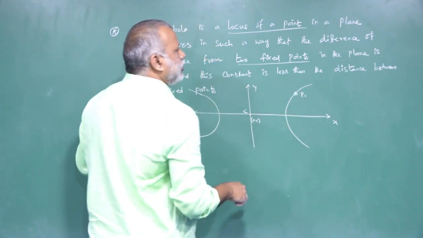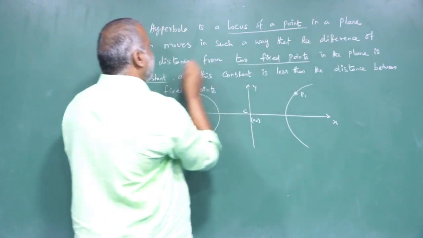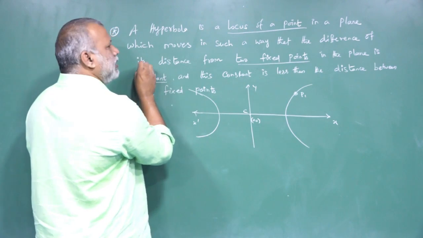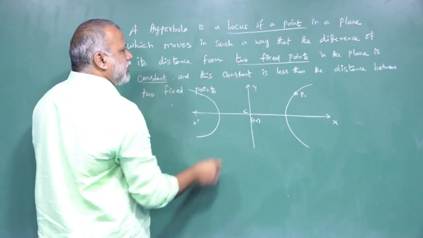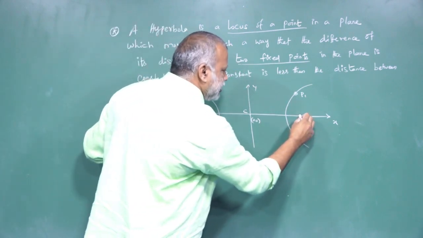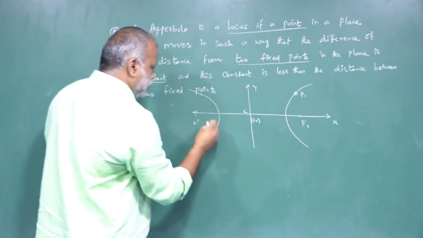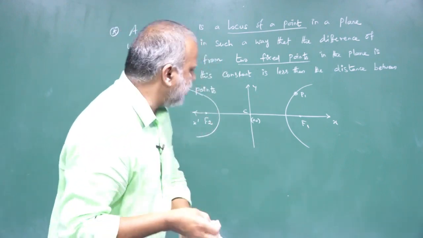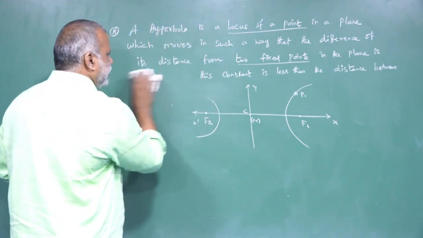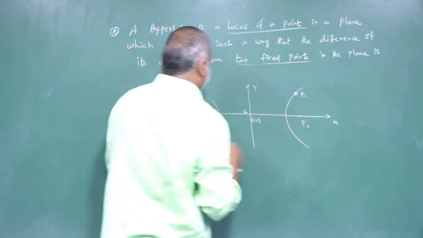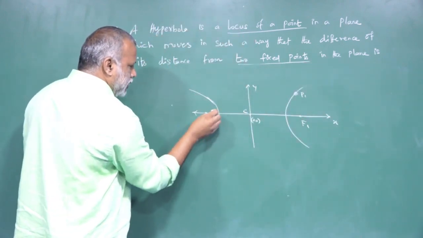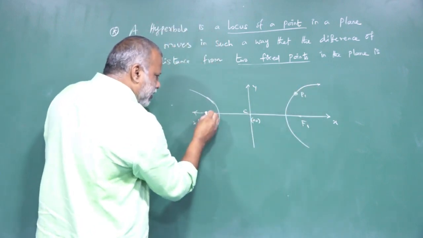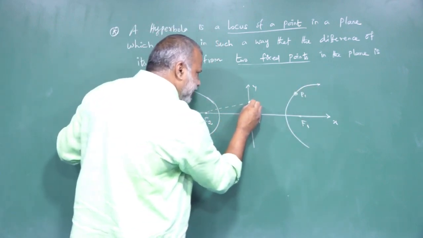So P1. Locus of a point in a plane which moves in such a way that the difference of its distances from two fixed points. So I am selecting two fixed points here, say F1 and F2. I am taking F1, F2. This must be P. Then we have some distance between these two.